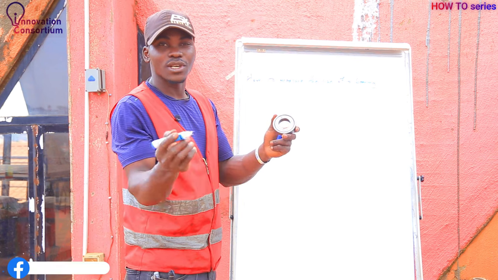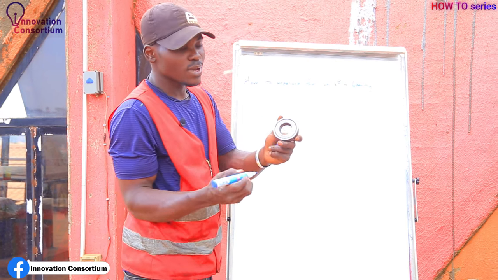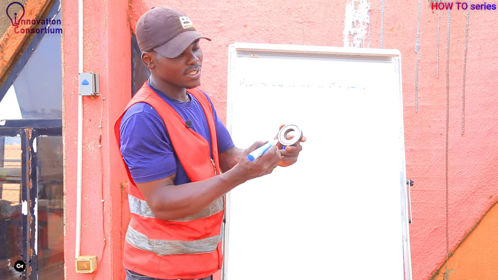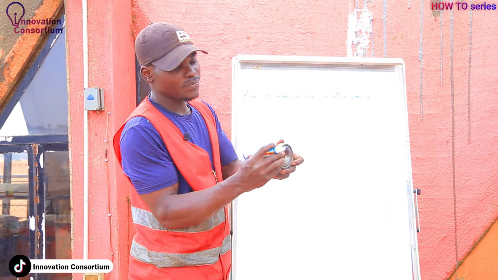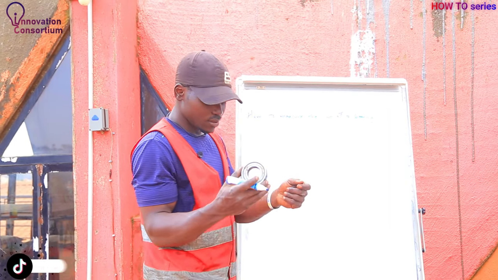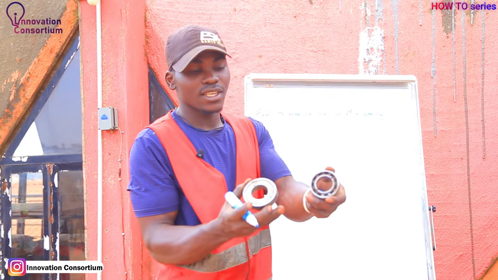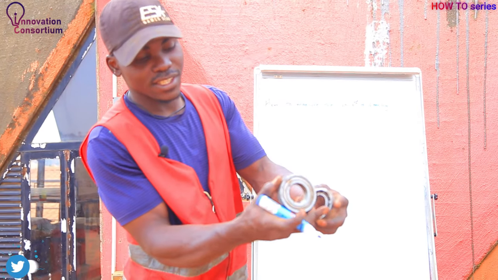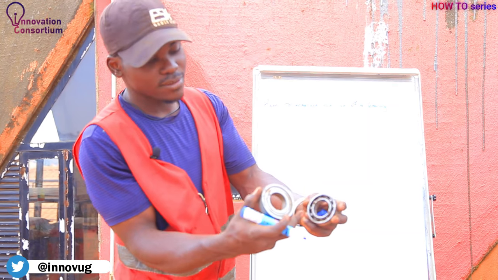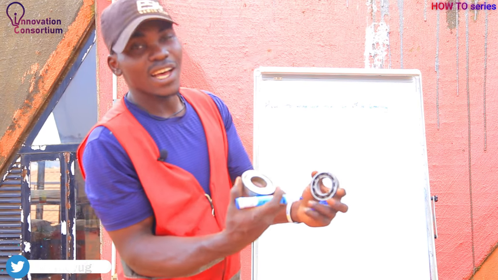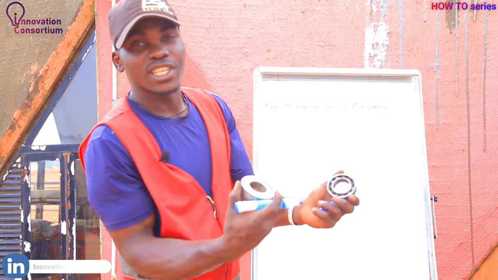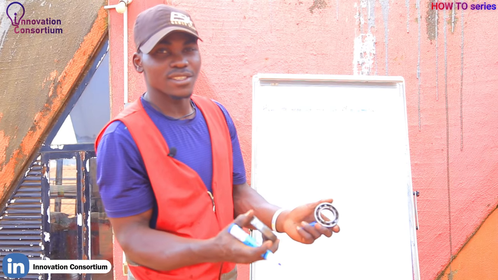It has the outer race. If you look at this bearing, it has this outer race. It has the inner race. And it has the ball bearings. I can take this one, it also has the ball bearings inside. They are like balls, but they are inside. Then it has the cage, which retains the ball bearings.